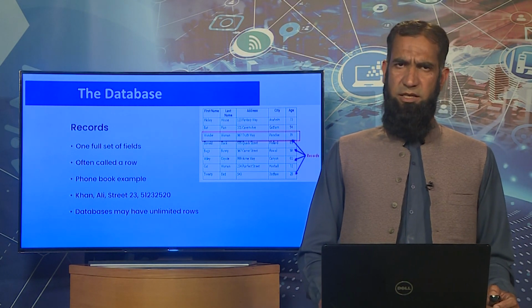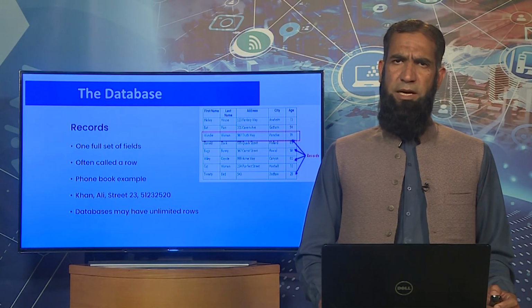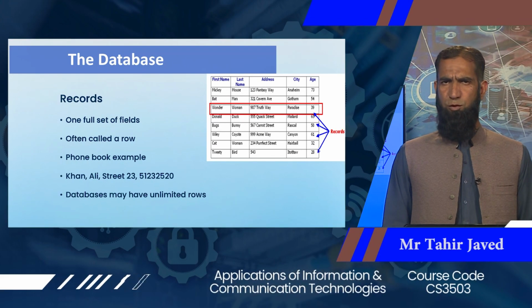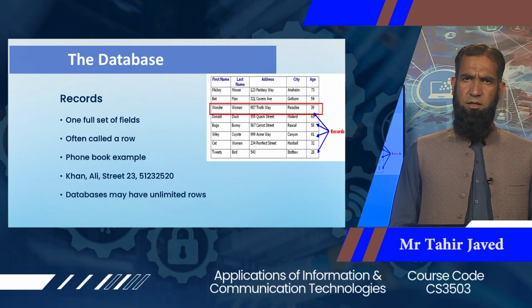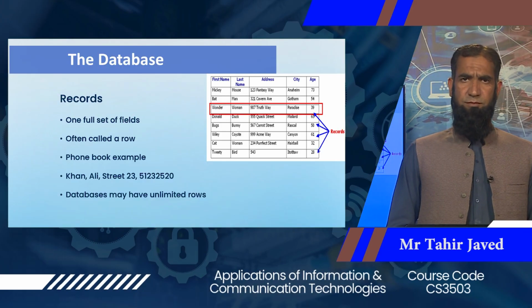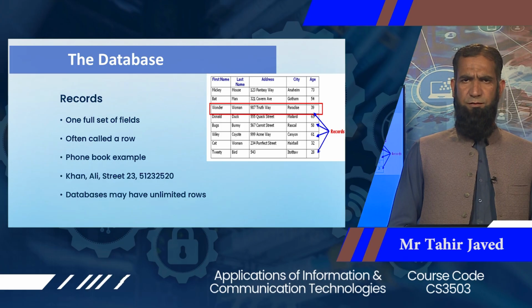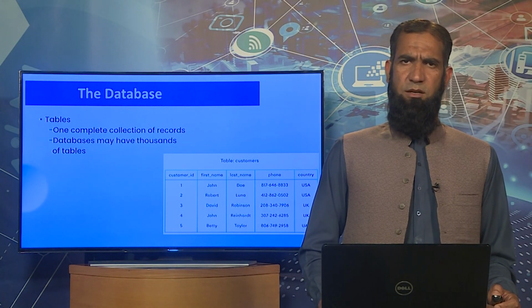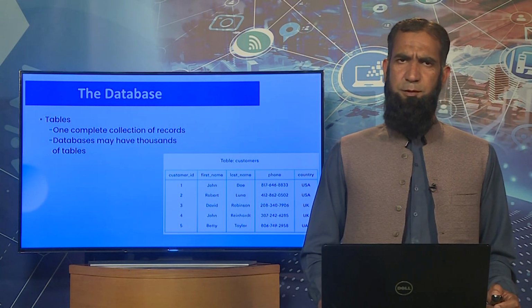What is a record? It's one complete set of fields. It contains all the related data about a single item or person in a table. A table is also called an entity, and its record is represented as a row. For example, in a phone book, a single record might look like Muhammad Ali, street number so and so, phone number this. This row includes all the fields, name, address and phone number, for one person. A database can have unlimited records of different entities, of different tables.